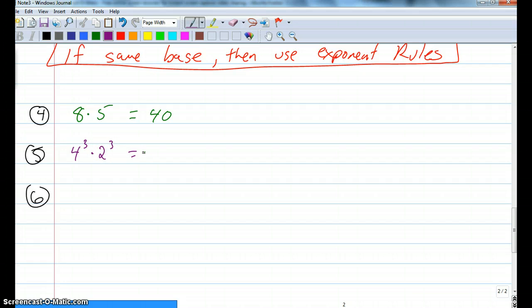That one seems a little bit different. Now, we could do 4 cubed, and 4 cubed is 64, times 2 cubed is 8. We could do 64 times 8, but I don't want it. That's too much work, actually.